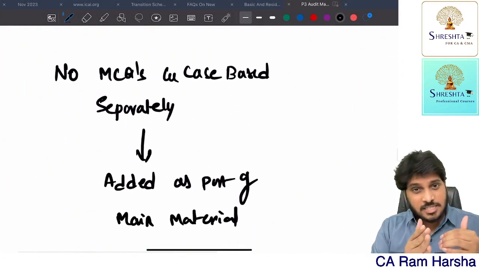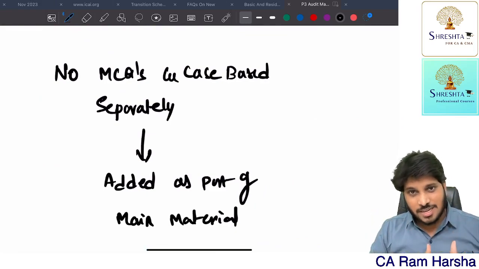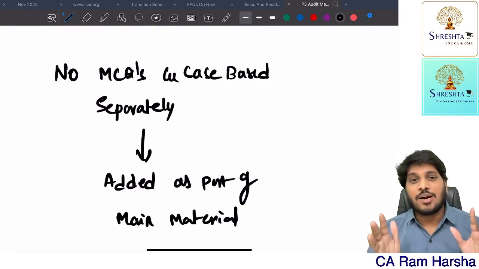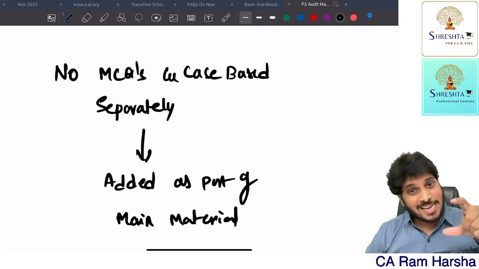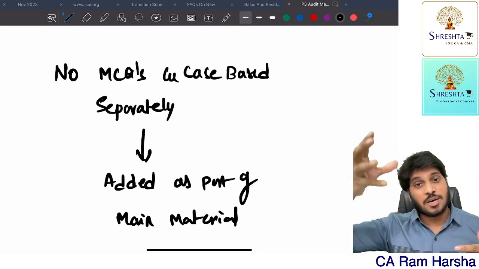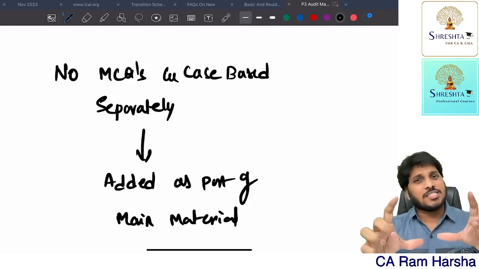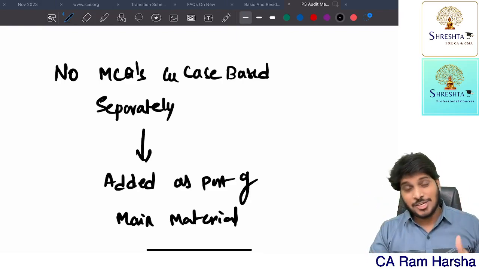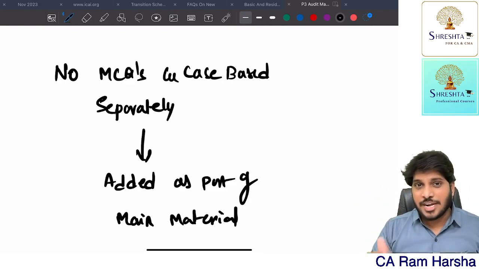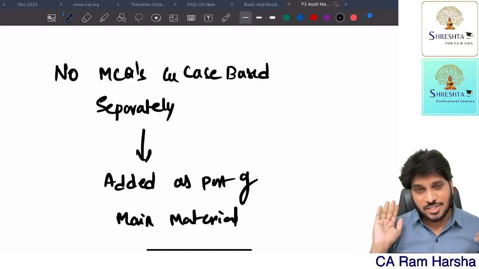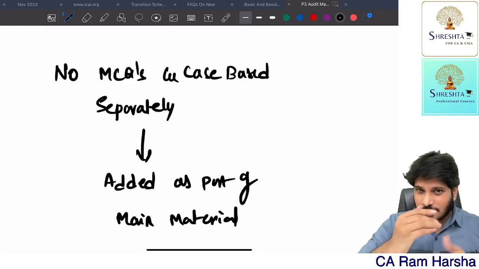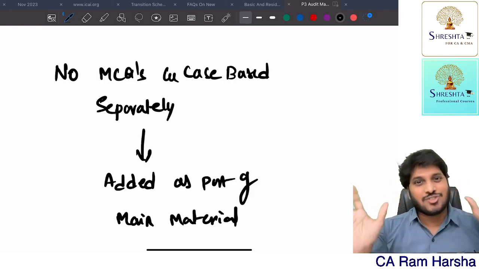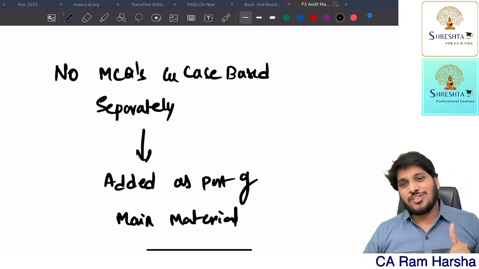Earlier we had separate MCQ and case-based material, right? Earlier, in the old scheme. Now what they did is integrate all the MCQs and case scenarios as part of the chapter, below the concerned concept. That's the only change. Now you don't have separate MCQs, and you don't have separate case study based questions. It is part of the chapter itself. That's the only change they did.